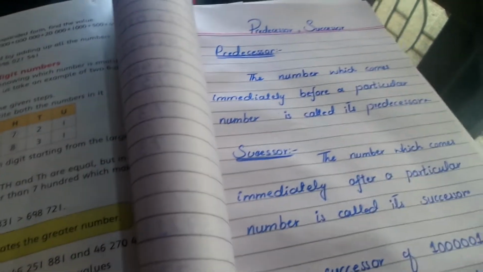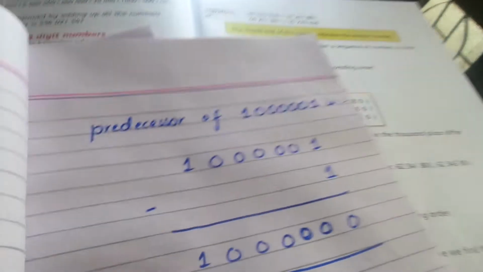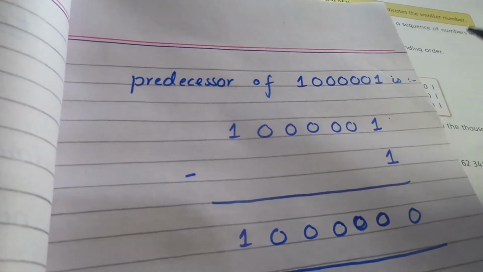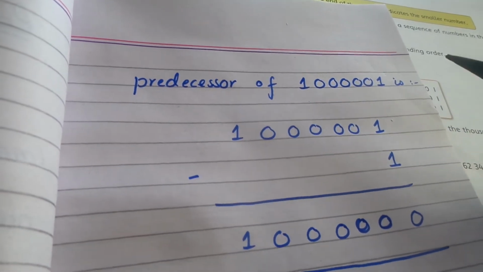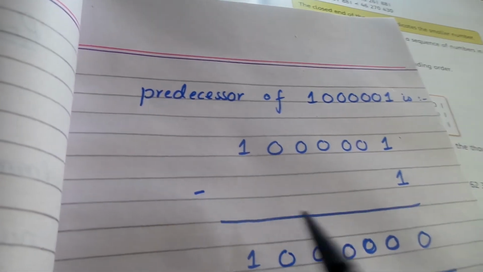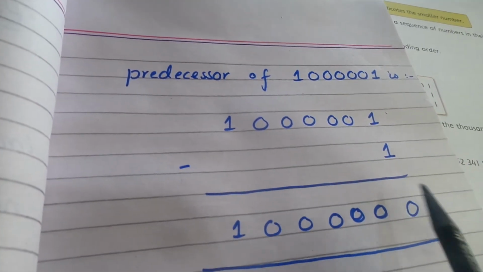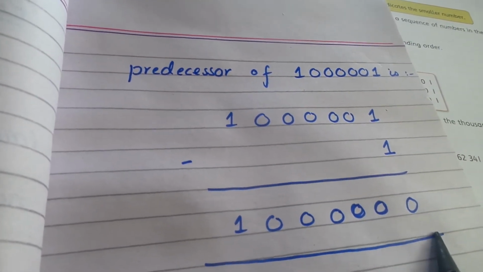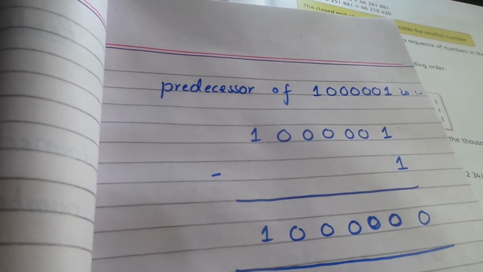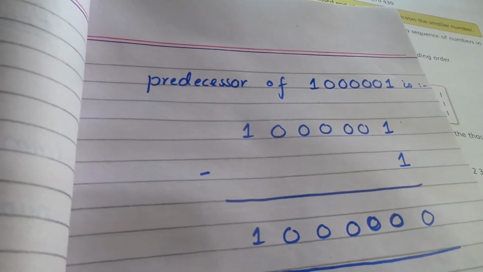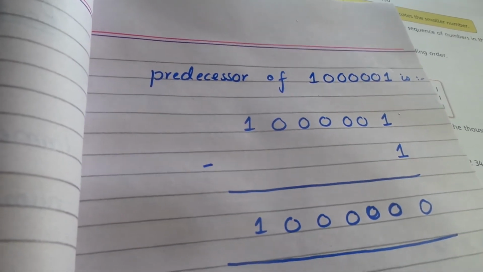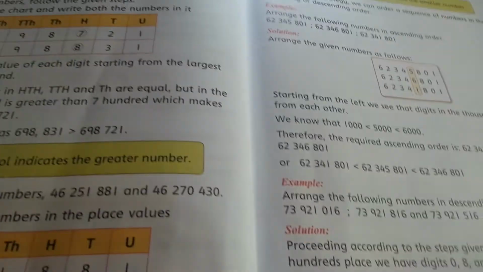What is the predecessor? The number which comes before the particular number. Or you can say, what is the before of 1,000,001? When we find the predecessor, we just have to subtract 1. We subtract 1 from 1,000,001, we get 1,000,000. When we find the successor, we add 1, and when we find the predecessor, we subtract 1.